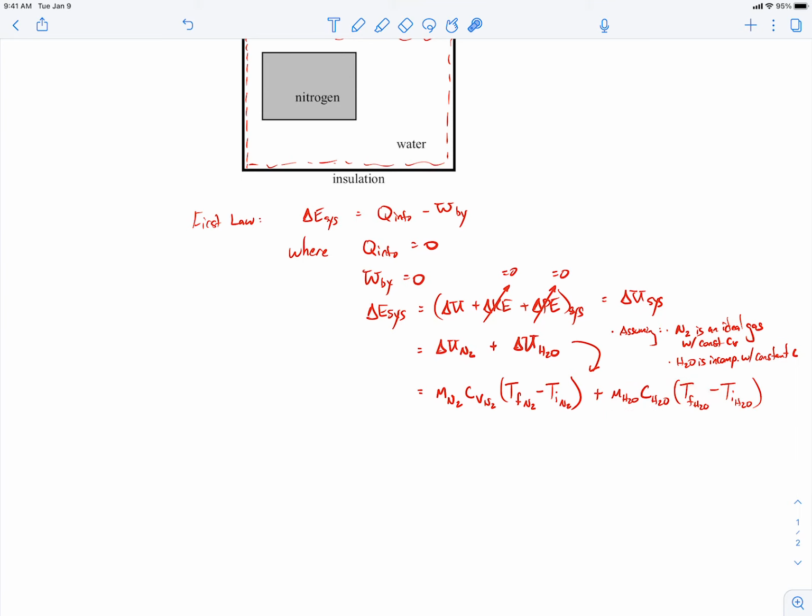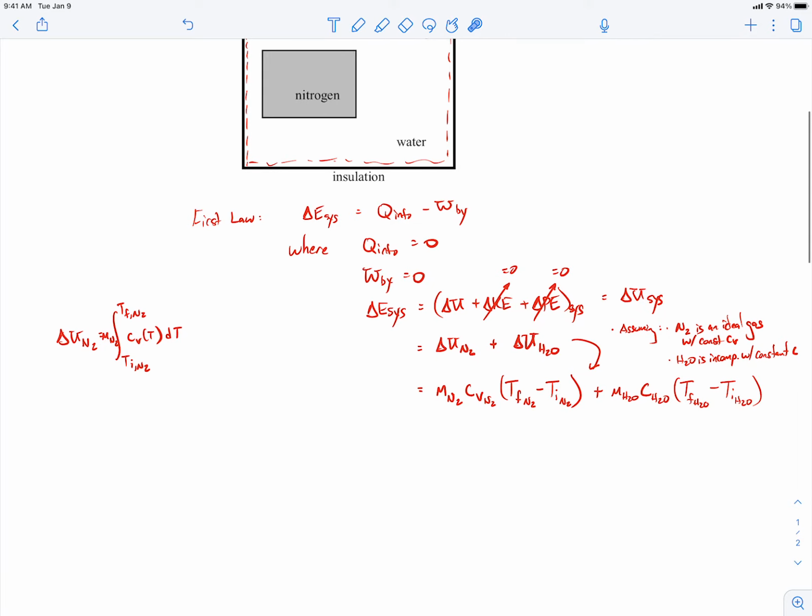If these specific heats weren't constant, then I would have to find it this way. So the change in internal energy of the nitrogen gas would look like the following. I would have to actually do the integral of C sub V, which would be in general a function of temperature, times dt. This would be the mass of my nitrogen out front. So it'd be the mass of the nitrogen times the integral of C sub V, which is a function of T, times dt as you go from the initial to the final temperature of the nitrogen.